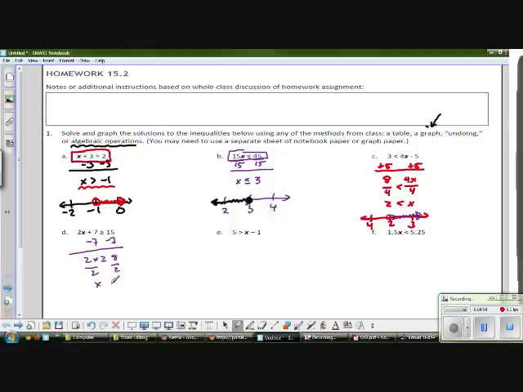Representing this on a number line, looks like we're going to have a... Ooh, should be a 3. We're going to have a closed circle occurring at 4, and we're looking for x's to be bigger than or equal to 4. We'll shade to the right.